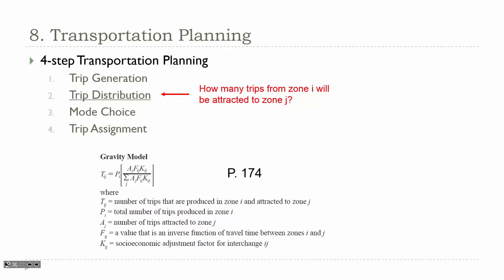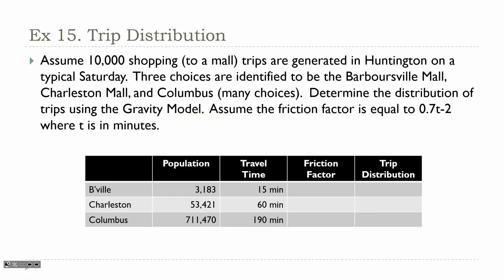So this is from page 174. There's a lot of variables on here, but for the most part, the K value is ignored, so that drops out. And you really have the A, the number of trips attracted to a particular zone, and F, which is related to the travel time. So the larger the travel time, the fewer trips it's going to have. And A, the number of trips being attracted, we used in class the population as a representative.